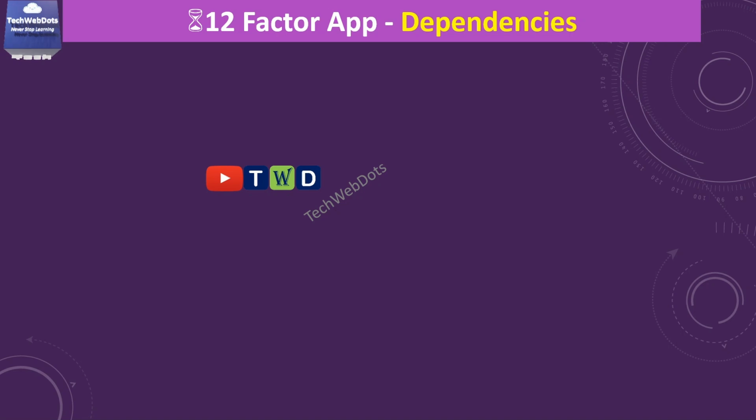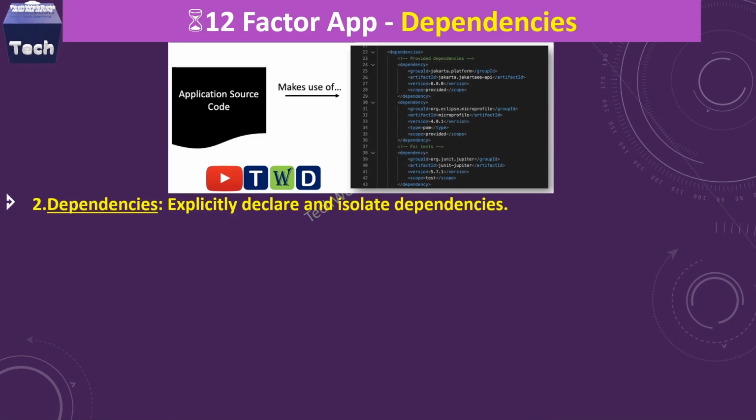Okay, now let's move to number two, which is the dependencies. As you can see in the figure, right, on the left hand side we have our application source code, and what I'm trying to showcase here is that we are mentioning the dependencies in the file that refers to what packages, what version, and what scope we are using inside the application source code. So that's called our dependencies.